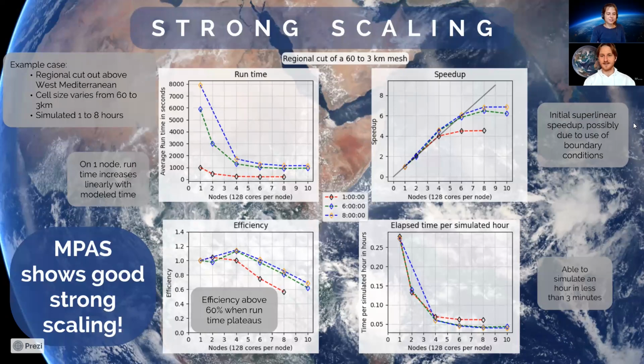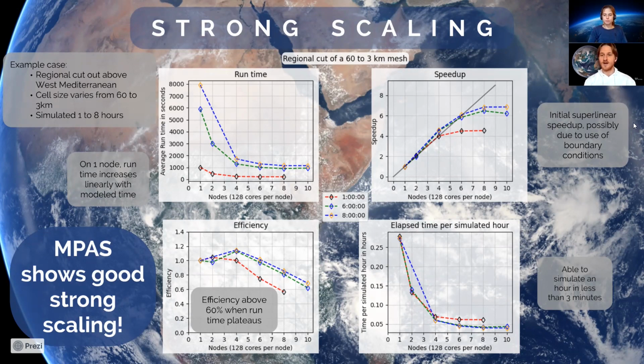So what you can see here is the result of one of our experiments. This is a regional cutout above the Western Mediterranean. We used a varying mesh size with cell sizes between 60 and 3 kilometers, and we simulated 1 to 8 hours at a time. The first interesting thing you can see is that on a single node with 128 cores, the runtime increases linearly with model time, and the runtime per simulated hour stays constant at about 16.5 minutes throughout.